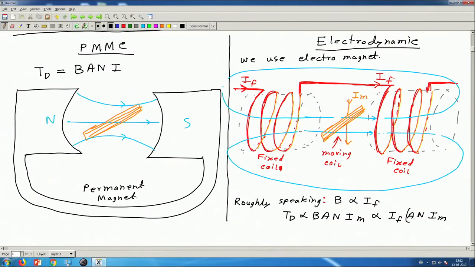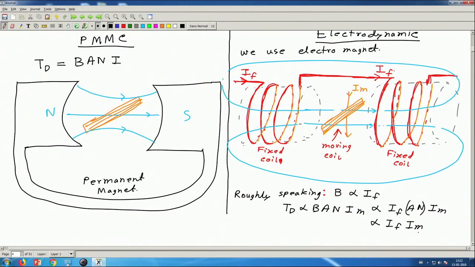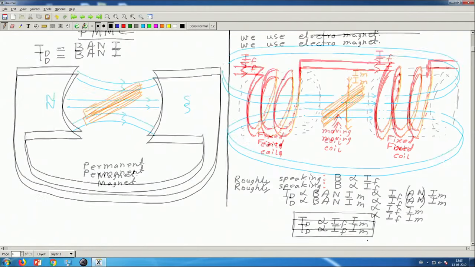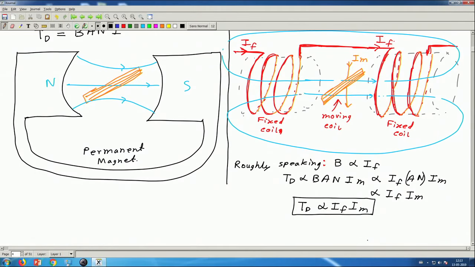Now, A and N are constants. So, roughly speaking, we can write this is proportional to IF and IM, where IF is the current through this fixed coil and IM is the current through the moving coil. So, TD is proportional to IF IM. Why am I saying this is a rough idea?